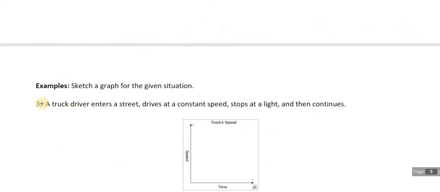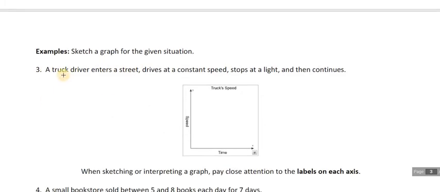So let's take a look at number 3. It says a truck driver enters a street, drives at a constant speed, stops at a light, and then continues. Now, most often when you enter a street, you're not entering at that constant steady speed. You're picking up some pace. So if we're talking about entering a street, he has some speed, but he's going to be increasing as he goes farther onto the street. So that's going to be my first little piece.